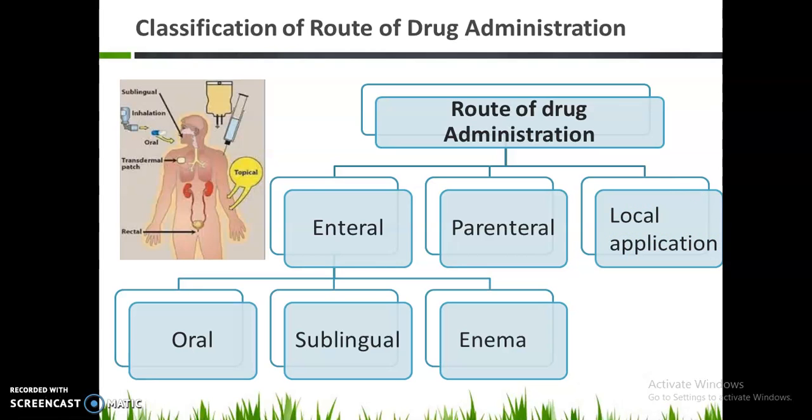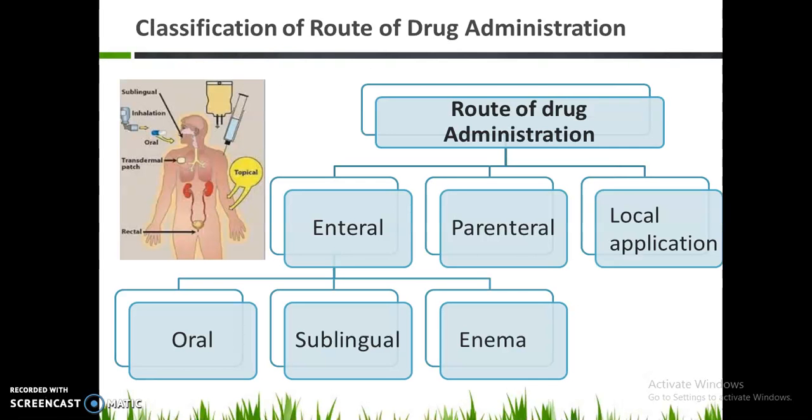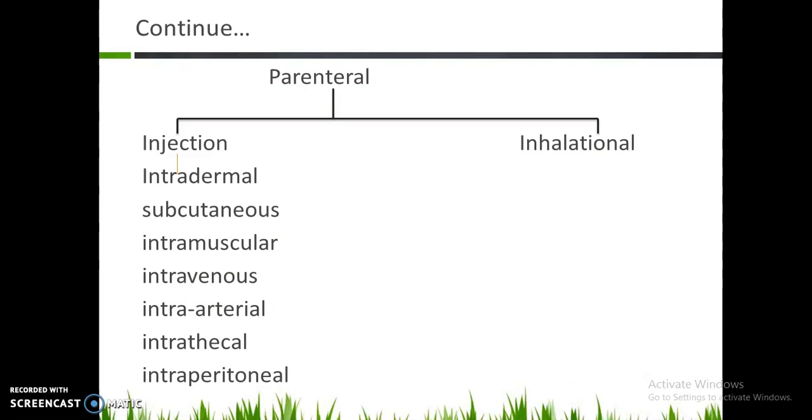Okay. Next point will be the enteral. And in parenteral, there are two classifications. Firstly, we will see the classification of the route of drug administration. In enteral, there are three subtypes. In parenteral, there are two types: inhalation and injection. Then in injection, there are various subtypes like intradermal, subcutaneous, intramuscular, intravenous, intraarterial, intraperitoneal or intrathecal. And inhalation is also a type of parenteral administration. This point will be seen after the enteral route of drug administration.